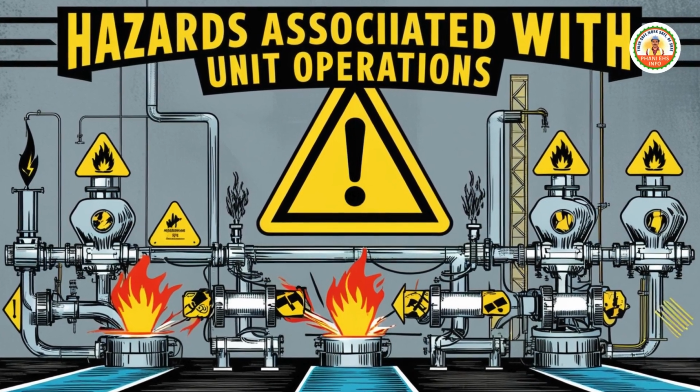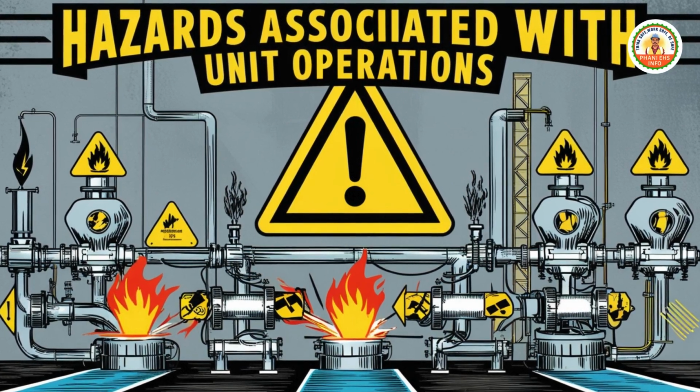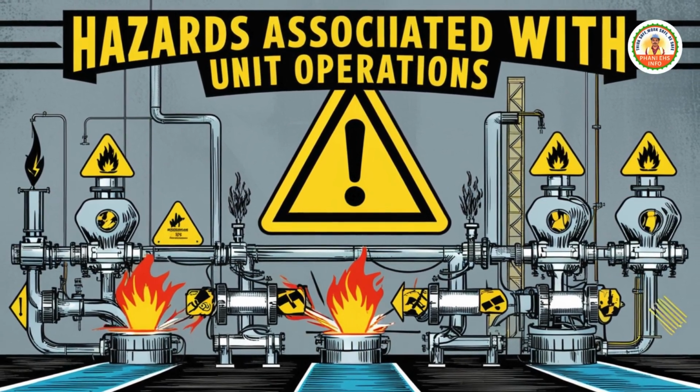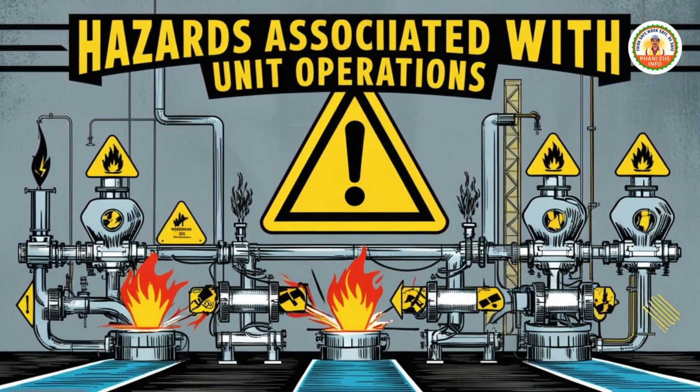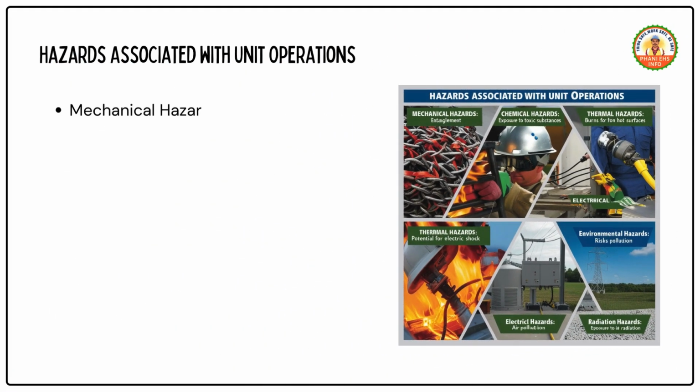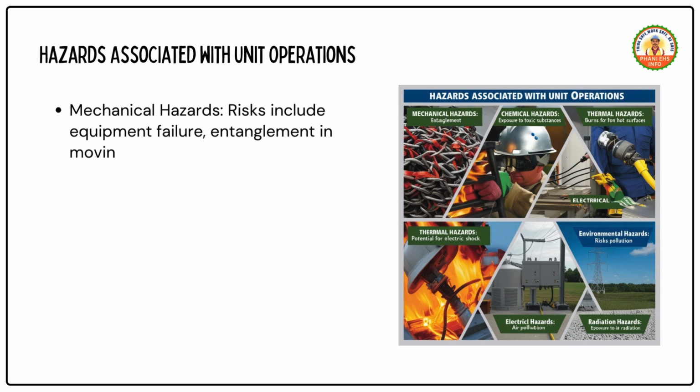Hazards associated with unit operations. Unit operations involve physical processes such as size reduction, mixing, and separation. These operations present their own set of hazards. Mechanical hazards. Risks include equipment failure, entanglement in moving parts, and ergonomic strains.